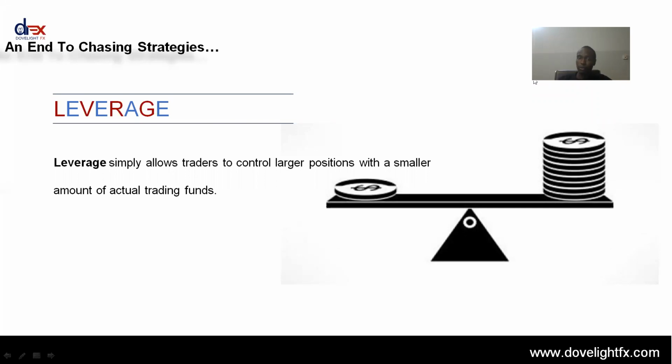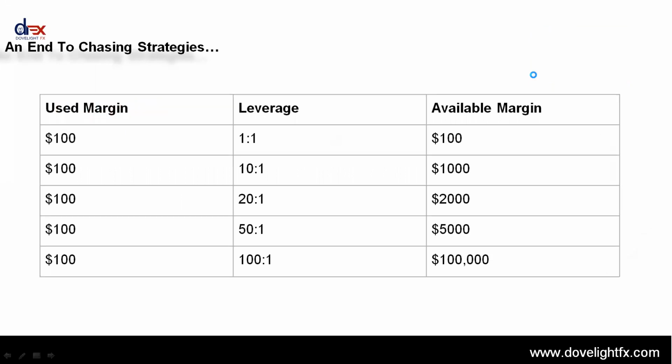So in a nutshell, that is what we are talking about with regards to leverage. And this is actually a good example. Margin is simply that particular amount you want to use to trade, the amount you need to trade, which is $100. 1:1 simply means 100 times 1, which is still 100. When you select a leverage of 10, you get your available margin to be 1,000, which means you are using $100 to trade $1,000.